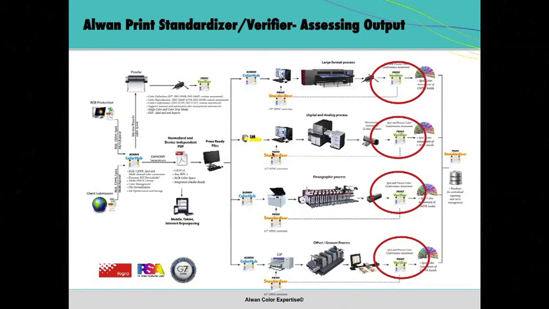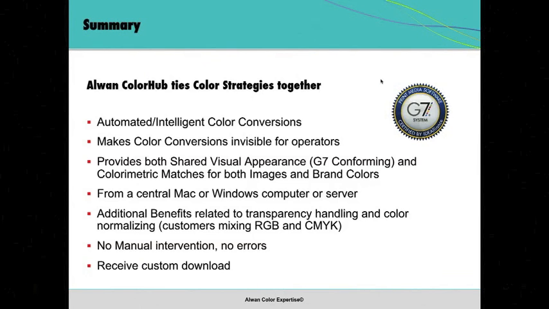So here's my workflow again. I've got my ViewTech on the top with my print verifier assessing strips so that the operator knows real time that what's coming off the printer is right, is sellable, and you're not printing work that's going to go right into the garbage because something went wrong in the process. This is where print standardizer and verifier come in.